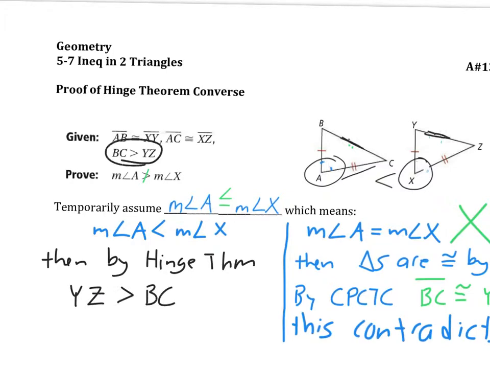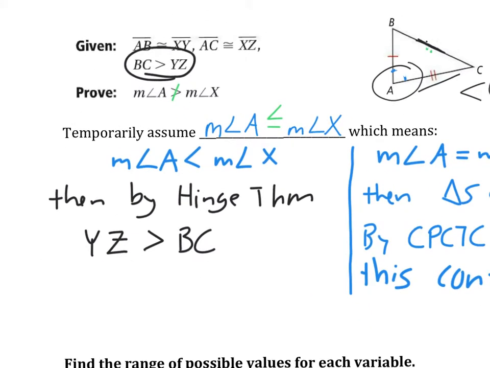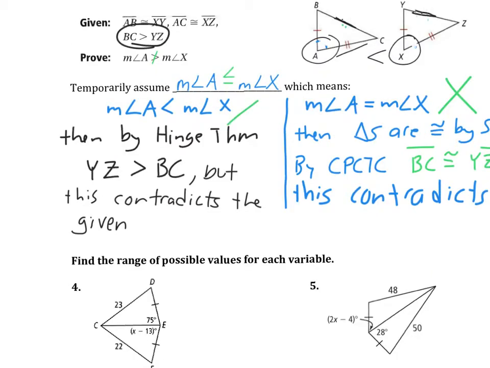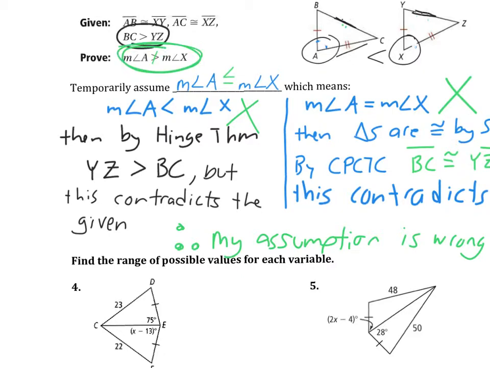But of course, that contradicts the given as well. Coincidentally, it's contradicting the same given. It doesn't always have to contradict the same thing. But this contradicts the given. So, since this is also false, my conclusion is my assumption is wrong, and therefore, what I'm trying to prove is true. Done.